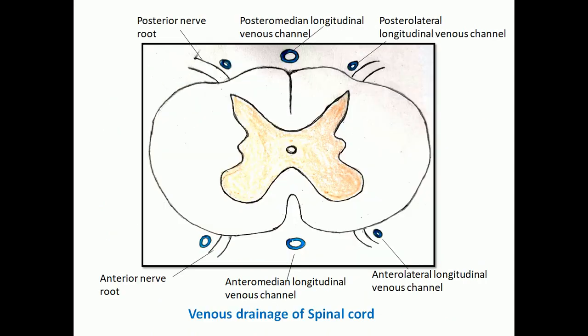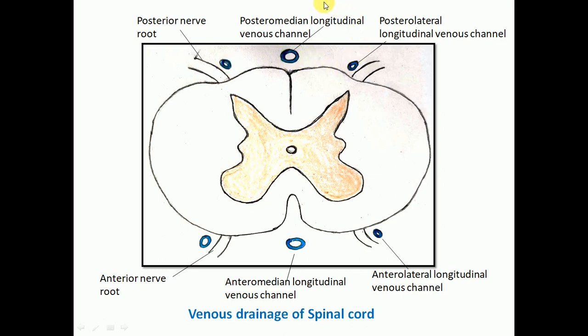Now venous drainage of the spinal cord. So veins drain from the spinal cord via 6 longitudinal channels. So these are the 2 present on the anteromedian sulcus and posteromedian sulcus as a longitudinal venous channel. 2 present on each side of the posterior aspect of the anterior nerve root, that form the anterolateral longitudinal venous channel, and 2 on each side of the posterior aspect of the posterior nerve roots as a posterolateral longitudinal venous channel.